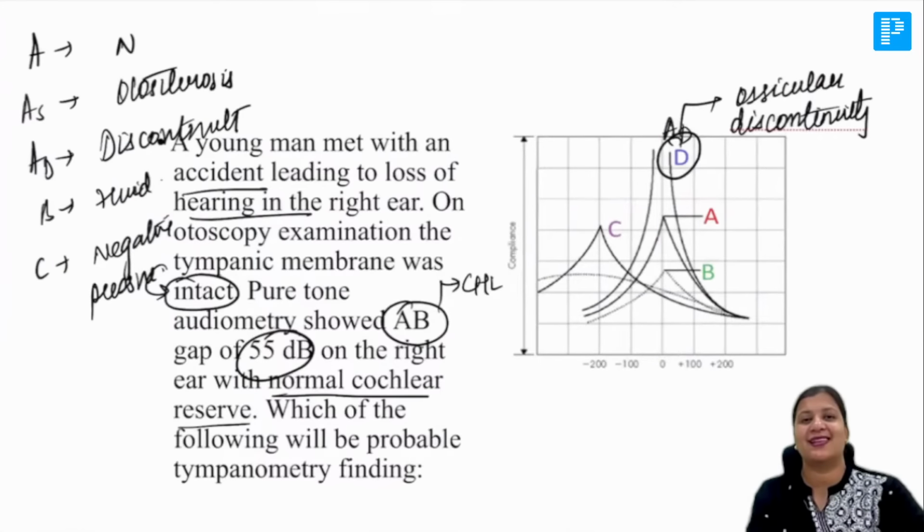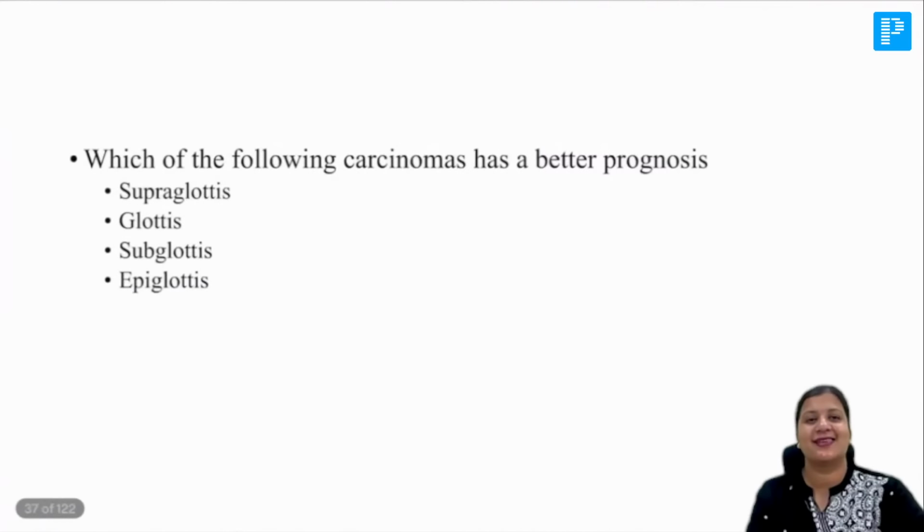So I hope everyone is clear about tympanometric findings. Yes. Which of the following carcinomas have best prognosis or better prognosis? Very easy question. Supraglottic, glottic, subglottic, or epiglottic. So which of these malignancies have the best prognosis?